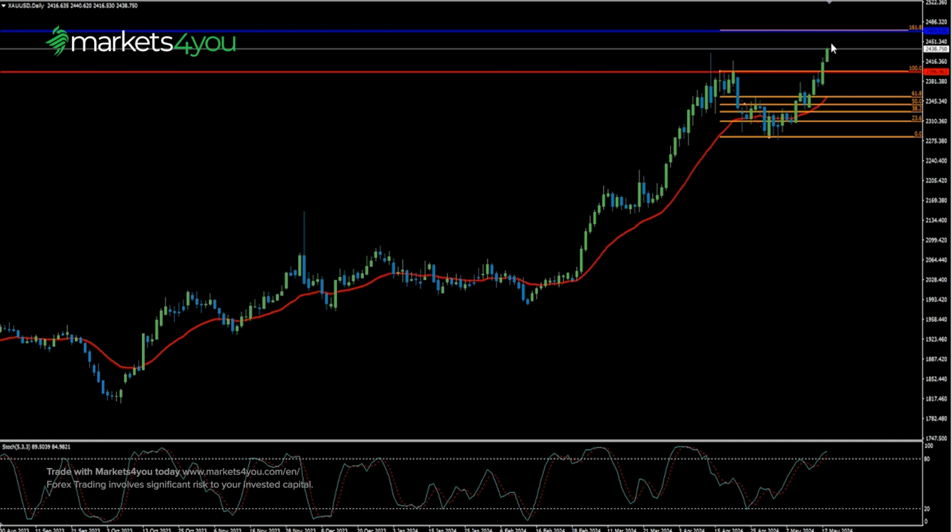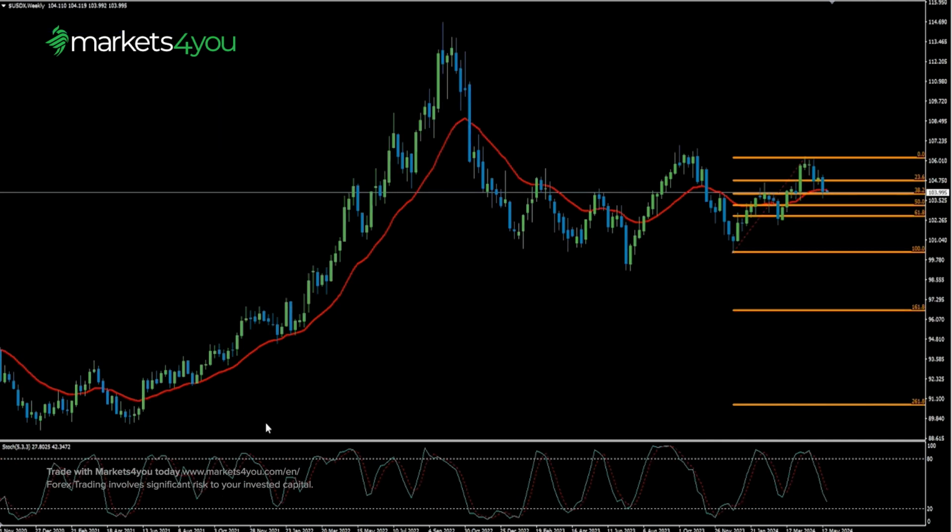I'm expecting it will go to this area, because you can see that the stochastic is moving higher and just entered the overbought area. So I'm not expecting gold to move lower in the short term, but anything can happen. But I'm expecting that gold might move higher this week.